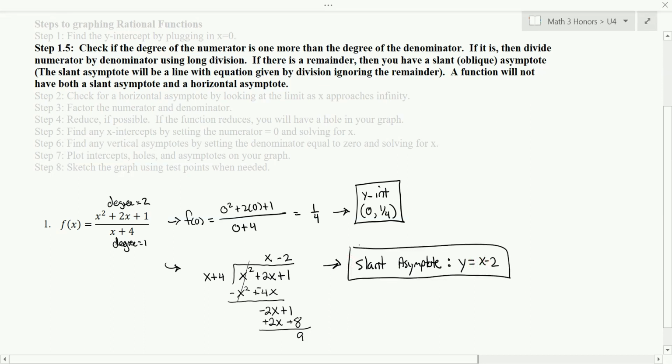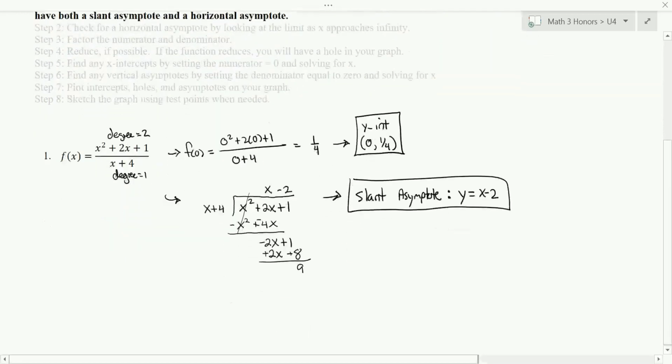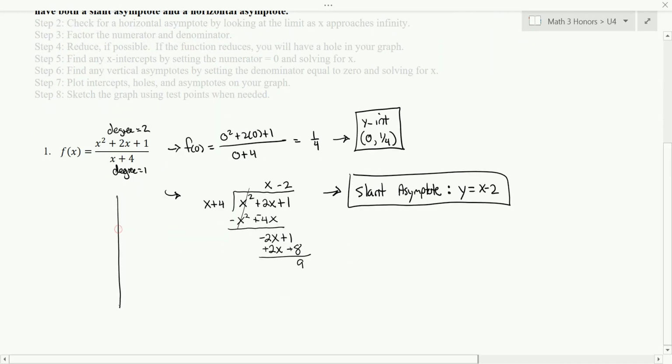Okay. So if step 1.5 applies, skip step 2, because you can't have both a slant asymptote and a horizontal asymptote. You can have one or the other, or you could have neither. But if you do, you're only going to have to do one of those steps. You either do step 1.5 or step 2. Now we're going to skip to step 3. Refactor.